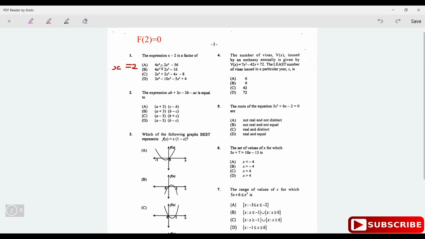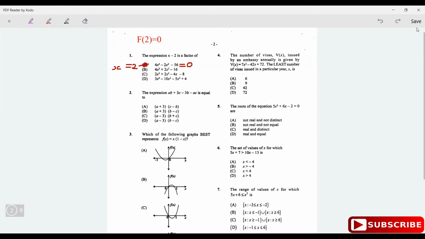We'll plug in x equal to 2 in the first one, and we get 4 times 2 to the 4, which is 64, minus 2 times 2 squared, minus 56, and that's 0. This one gives us 0, and so it is option A: 4x to the 4 minus 2x squared minus 56. When you plug x as 2, you get 0. So that is option A.